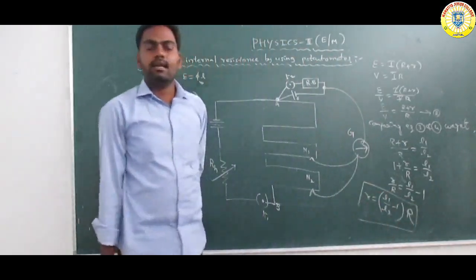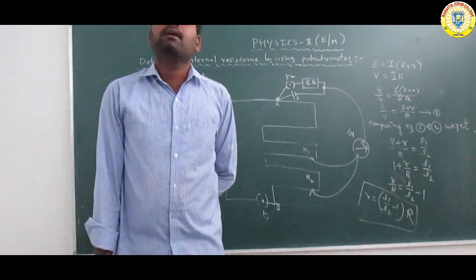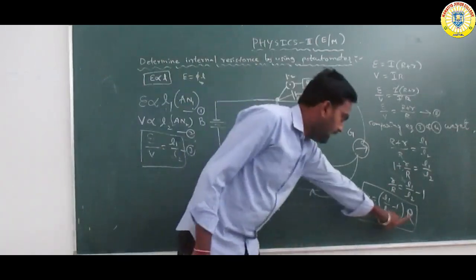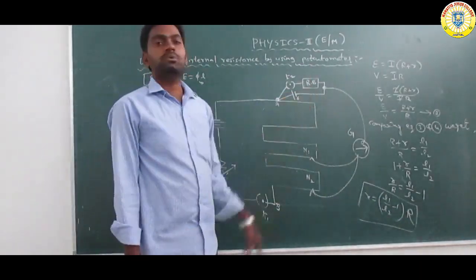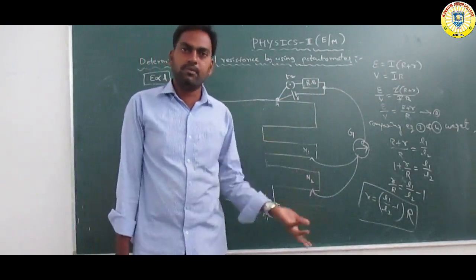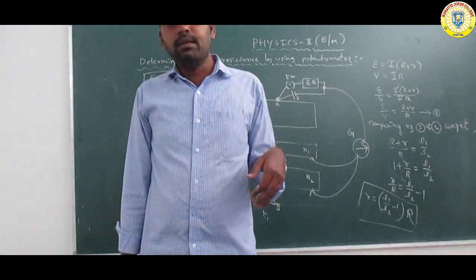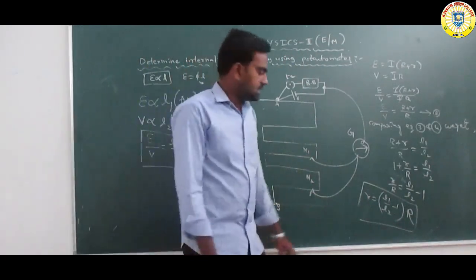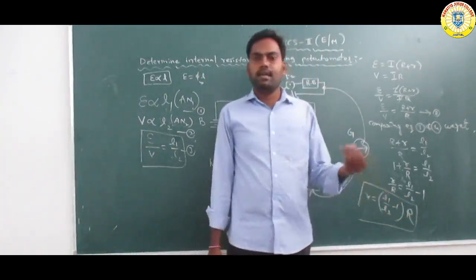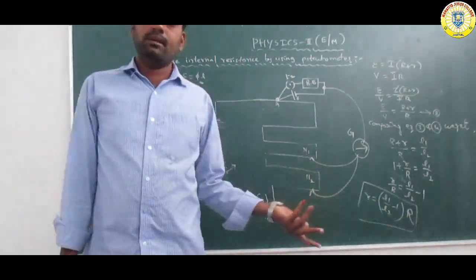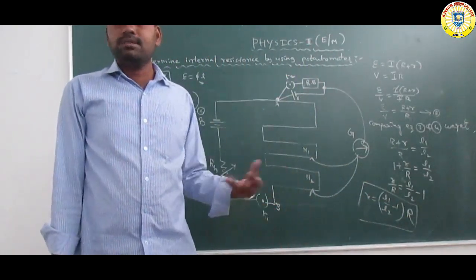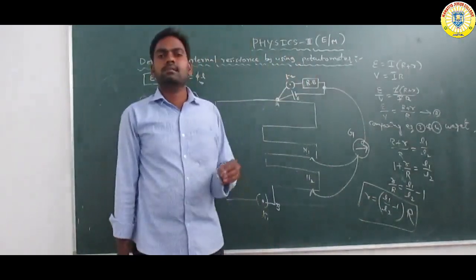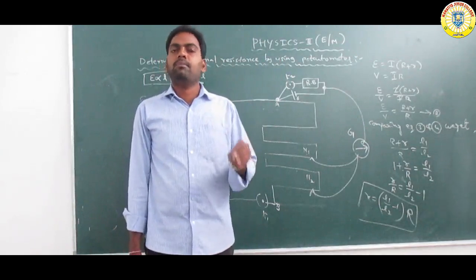To find out the internal resistance by using the potentiometer wire: small r is called the internal resistance, and capital R is called the external resistance. The external resistance is given by the resistance box, such as 5 ohms, 6 ohms or 10 ohms, whatever suitable resistance is introduced in the circuit. L1 is the primary length, say 30 or 35 centimeters, and L2 is 60 or 65 centimeters. So we find the internal resistance r using the potentiometer principle.